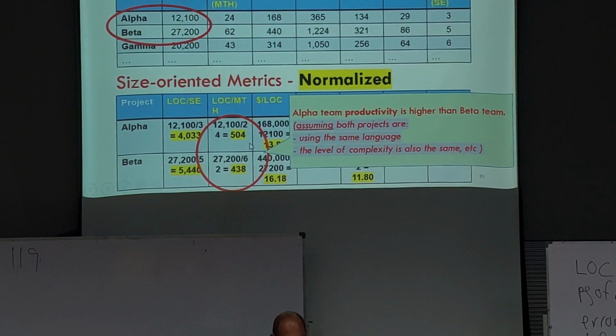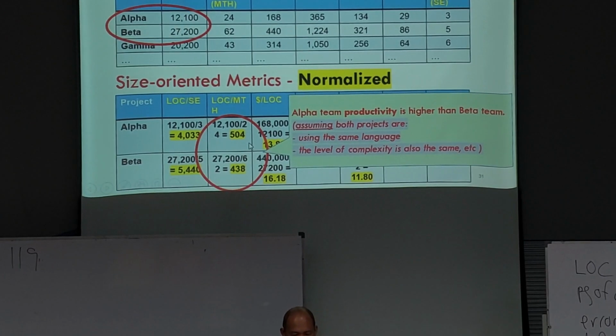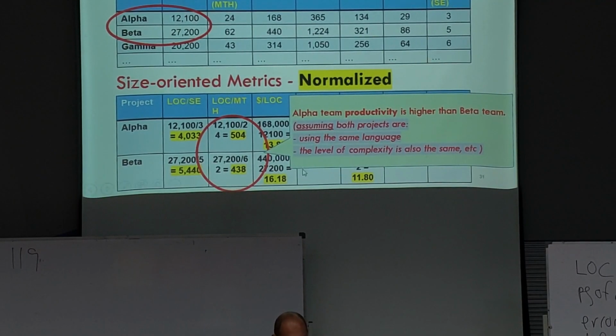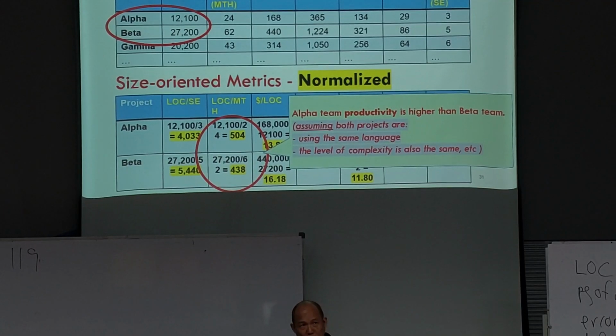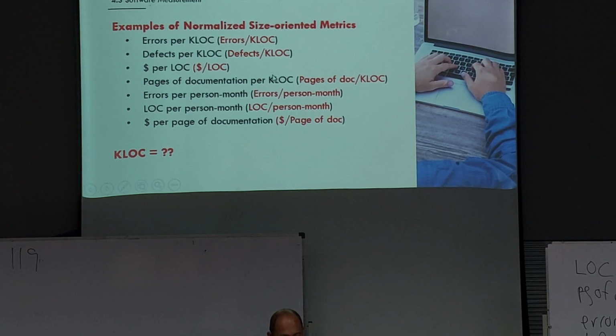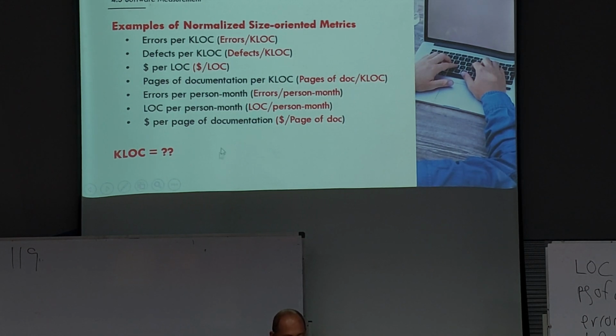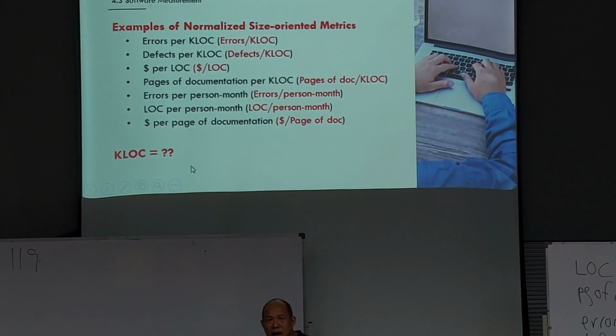So looking at the numbers after normalizing, we can conclude that the alpha team has higher productivity than the beta team, assuming both projects use the same language and the level of complexity is the same. So these are examples of normalized size-oriented metrics. KLOC stands for 1,000 lines of code.